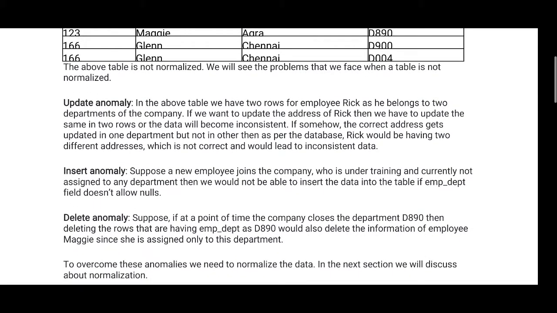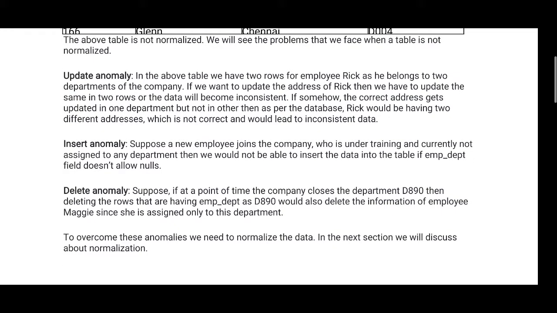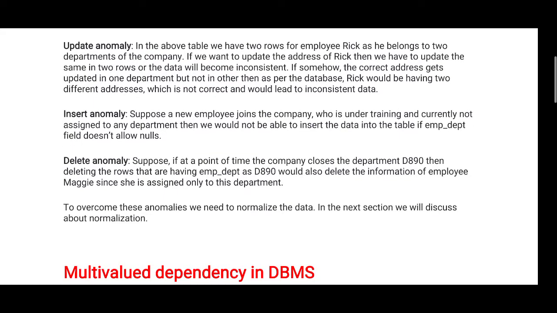The second one is the insertion anomaly. Here a new employee has joined the company, who is under training, currently not assigned to any department. Then he would not be able to insert data into the table if the employee department field doesn't allow null values. This is insertion anomaly.